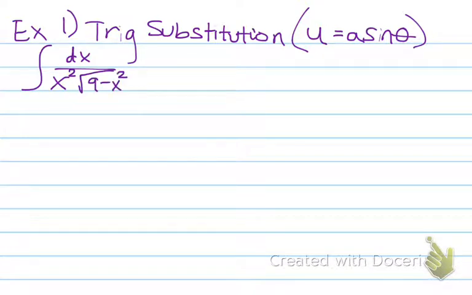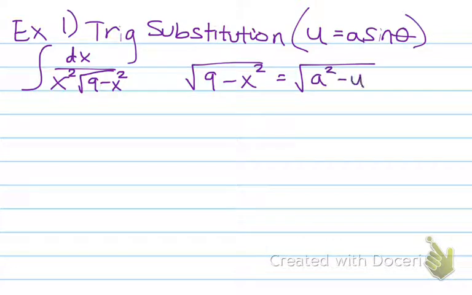And I want you to notice something. I want you to notice that in this integral they have a square root of 9 minus x squared, and that looks an awful lot like one of those properties that we just wrote down. So I want you guys to notice the similarities between 9 minus x squared and a squared minus u squared. So that makes u equal to x, that makes a equal to 3.